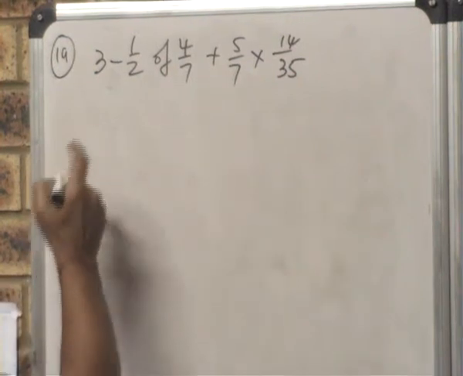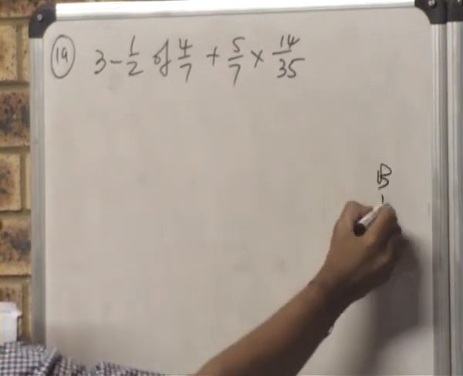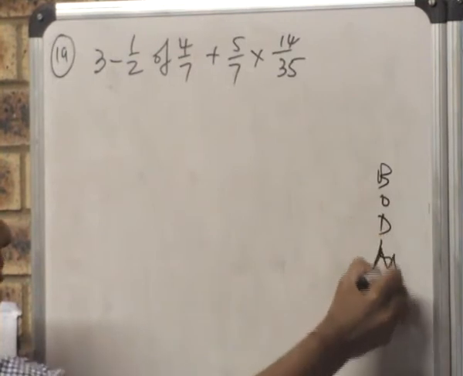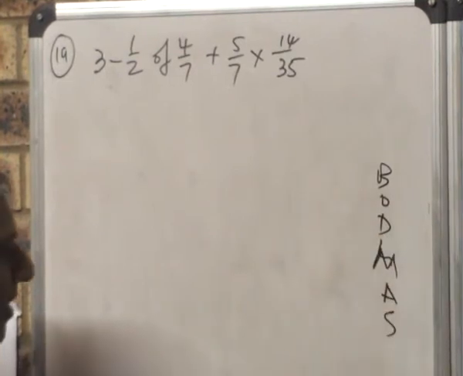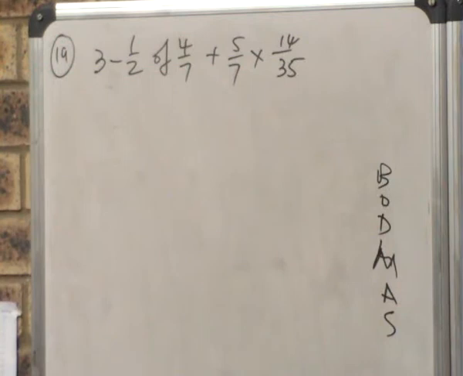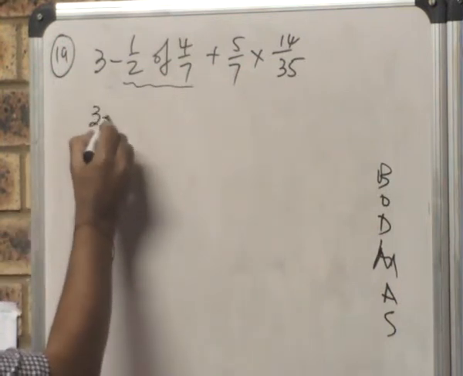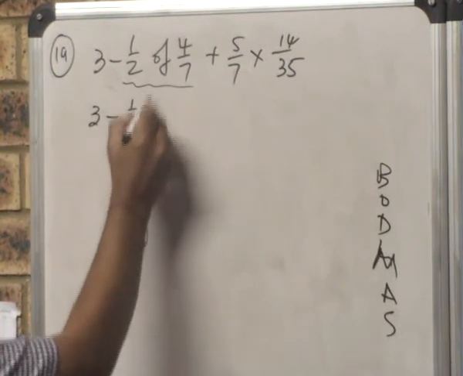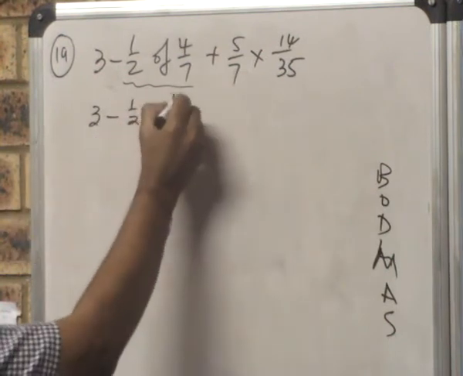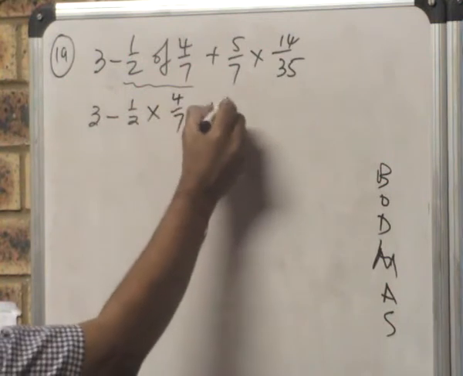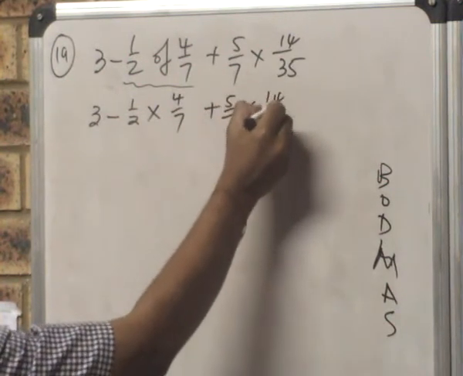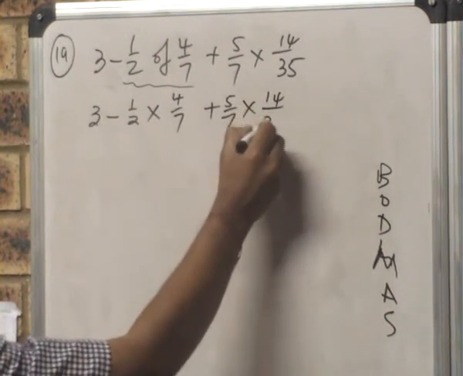Alright, back to the rule of BODMAS. And if I have to add and subtract, I'll go left to right. So, there's an "of", so I'm going to do that. So there's the 3 minus half of, and "of" means multiply, 4 over 7 plus 5 over 7 times 14 over 35.